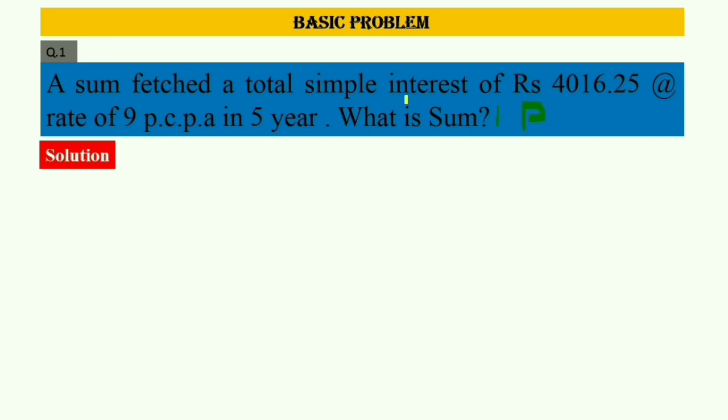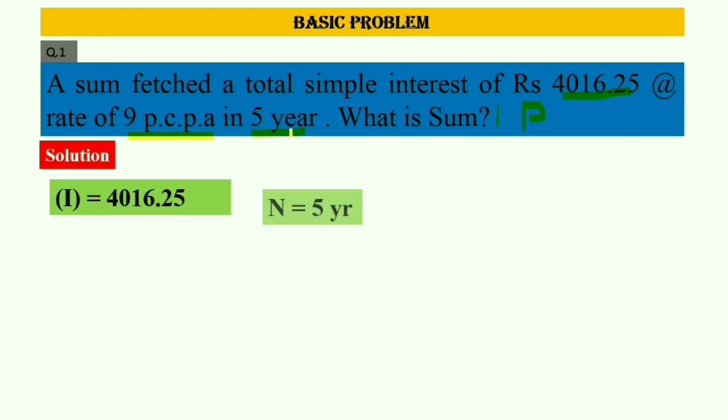Simple interest is given on the sum, that is 4016.25. Rate is given, that is 9 PCPA, and the tenure is given, that is 5 years. So we will simply specify the values. Here I have written I, a shortcut for simple interest, N, a shortcut for time period, and R, the shortcut for rate of interest. Please do understand it. Now you can say that by simply putting the values in the formula, as we have learned in the concept, we can get the answer.